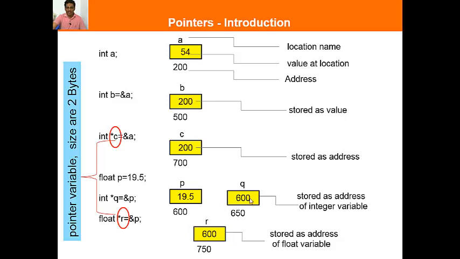That 600 is assumed to be the address of an integer variable. But in our case, 600 is the address of a float variable. At the time of accessing by using q, if we access the value of p by using q, we cannot get 19.5. It will not access 4 bytes, because it is an integer pointer variable. An integer pointer variable can hold only the address of an integer variable. In this case, we assigned a float variable's address into an integer pointer variable, so at the time of accessing by using q, it accesses only 2 bytes, not 4 bytes.